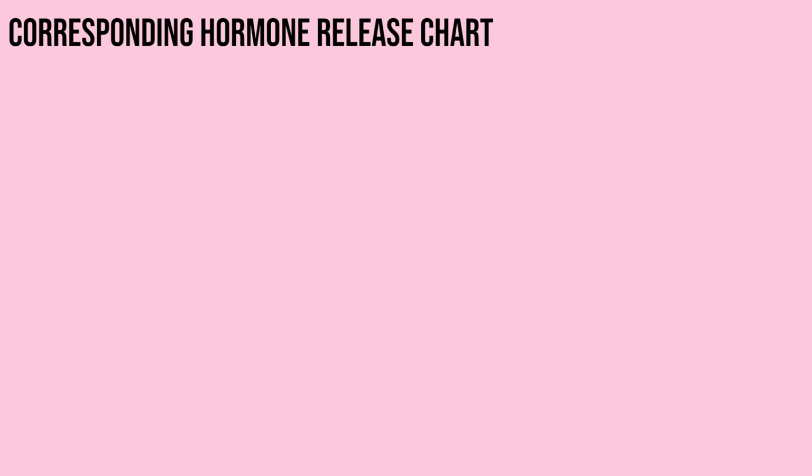So a few trends I wanted to point out to maybe make it less confusing is I keep talking about GnRH and FSH. I'll write them over here. GnRH and FSH are directly related. When GnRH is released by the hypothalamus, FSH is then released by the anterior pituitary gland. So I'm just going to write that they're directly related.